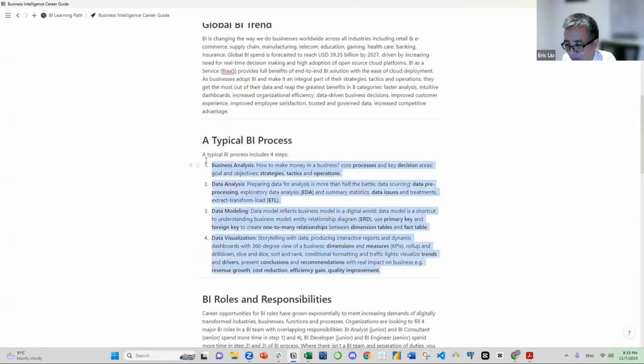So I hope you have a high-level picture of this horizontal process, end to end, from business analysis to data analysis, data modeling, and data visualization. Any questions?